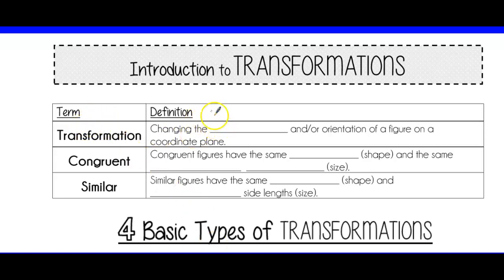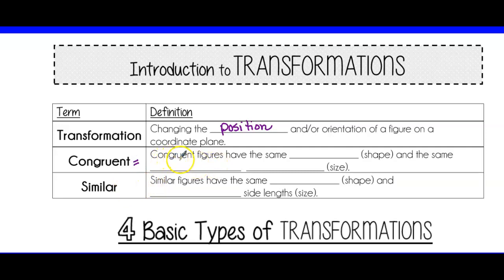A transformation just means that you're changing the position, and y'all excuse my writing, I've not written on a board in like weeks. So changing the position and or the orientation of a figure on a coordinate plane. And quick review on congruent. Remember, congruent means they are equal. Similar is same shape, different size.